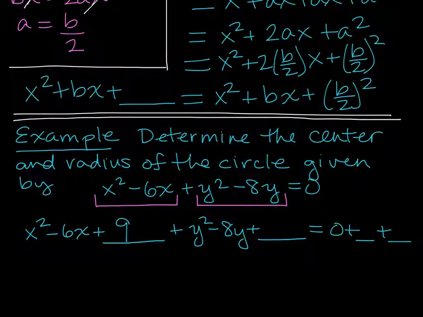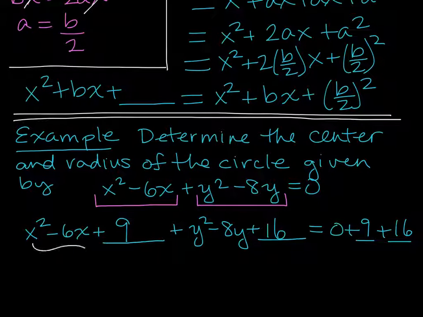And then we're also going to do the same thing here. We're going to say 1/2 of -8 is -4, and -4 squared is +16. Of course, we can't just add 9 and 16 to one side without adding both 9 and 16 to the other side of the equation.